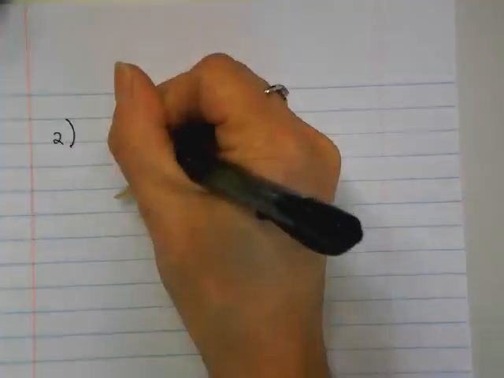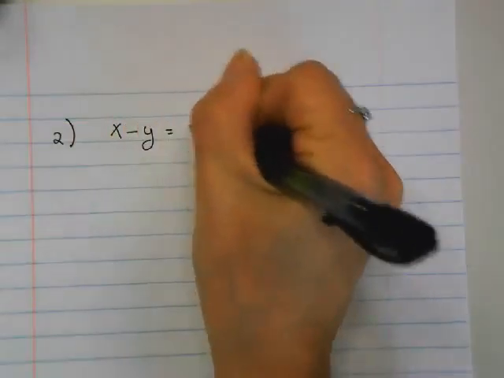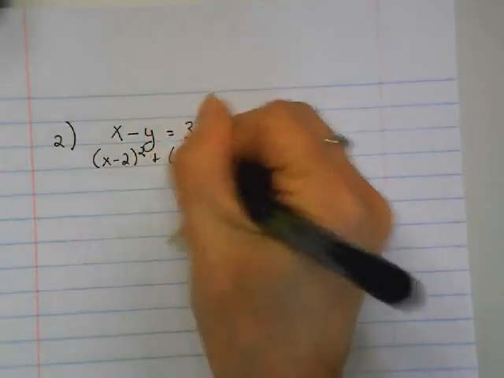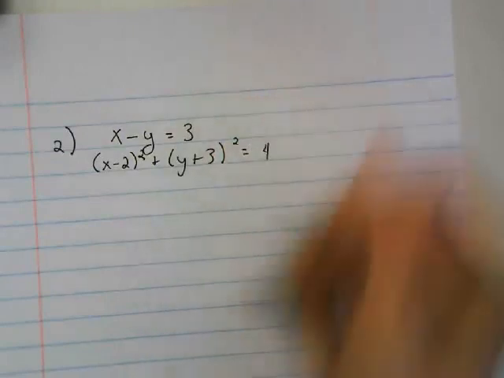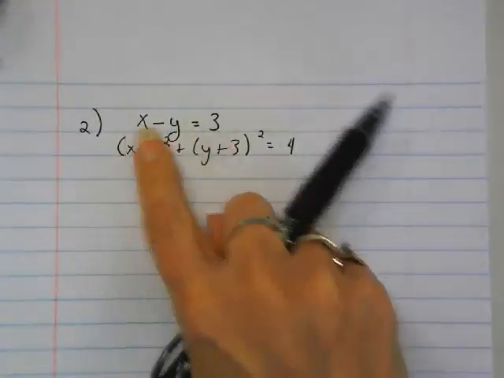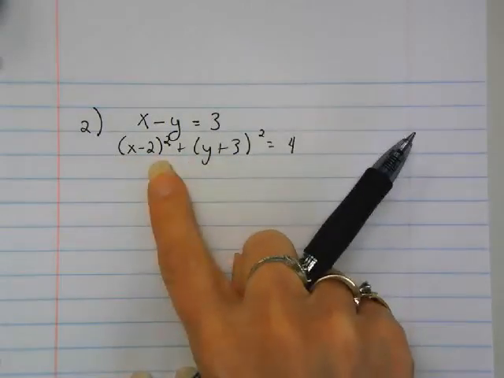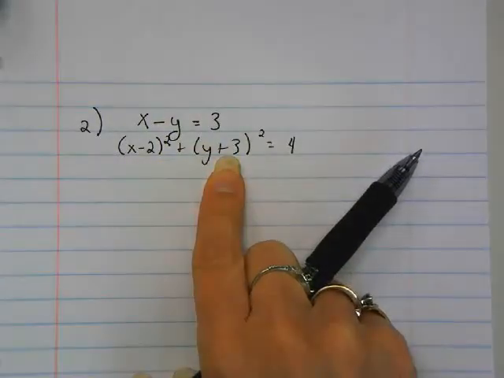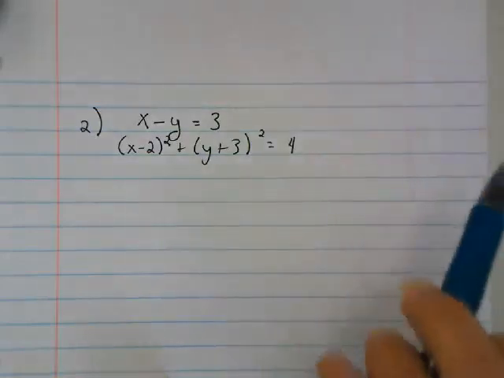Okay, so let's do x minus y equals 3, and (x minus 2) squared plus (y plus 3) squared equals 4. Alright, so this time I have again a linear equation, and then this equation, since both of them are squared, is going to be a circle. Alright, so again, it's already told me I have to use substitution.